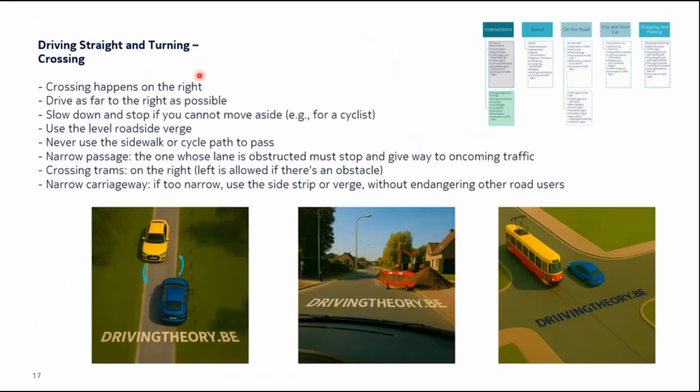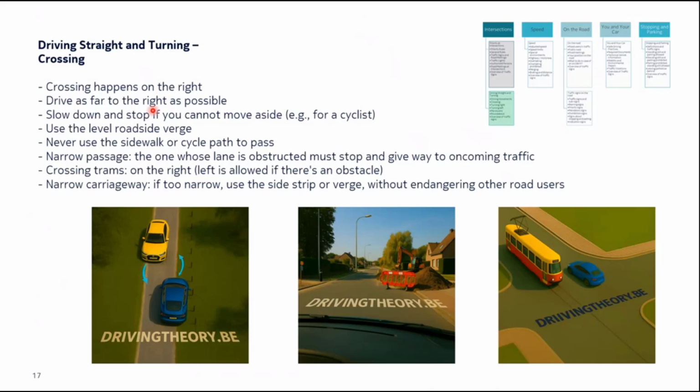Now, some of the things that you should remember when you are doing a crossing, important for theory exams. Crossing happens always on the right. So you should always cross from the right. Because we are driving on the right, it's obvious that we cross from the right. As you can see, these two cars are crossing each other. There's a car and a tram, they are also crossing each other.